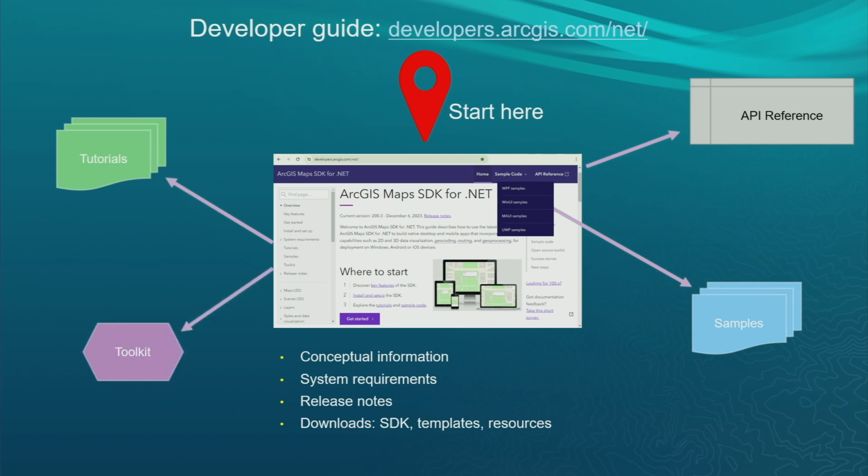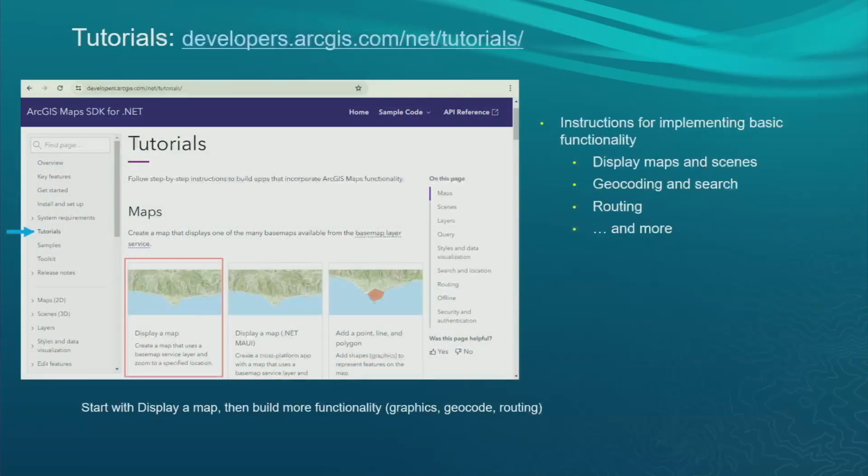And then finally, toolkit. We have a toolkit that is open source. You can download these components to jumpstart your development. Things like legends, measure toolbars, scale bars, all that cool stuff that you might want to add. And I'll show you more about this as we go. That was just an overview.